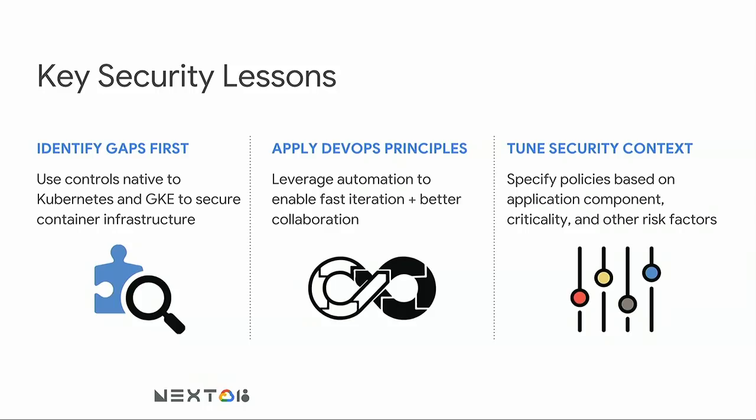Build in automation and apply automation, fast iteration, and closer collaboration between security and DevOps teams as part of your organizational workflows to better prevent, detect, and respond to threats. And then finally, tune your security policies based on the rich context about containers that can be gathered via declarative metadata and runtime configuration. Collectively, these lessons have helped our customers and can also help you to better harness all the advantages that Kubernetes and GKE have to offer.